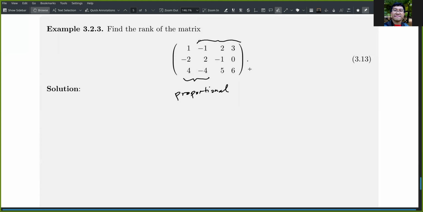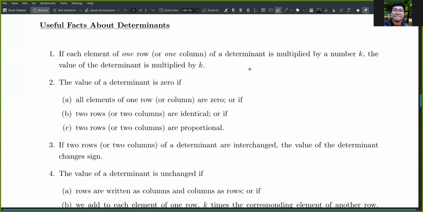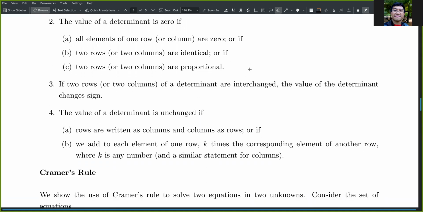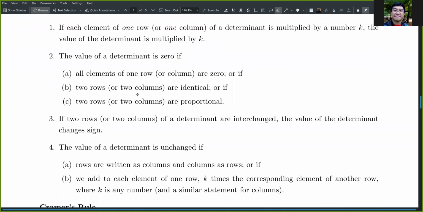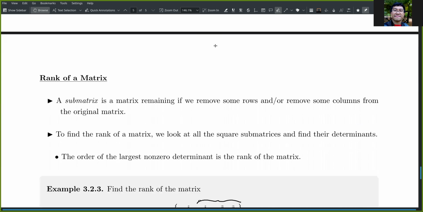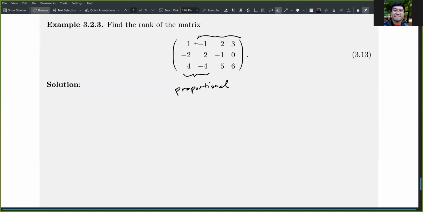That is from our property number one. If you multiply one column by -1, it would just be the same with this and this 3 by 3 matrix. So the determinant differs by a factor of -1. So whether it's 0 or non-zero, we can easily determine by just choosing one of these two matrices.